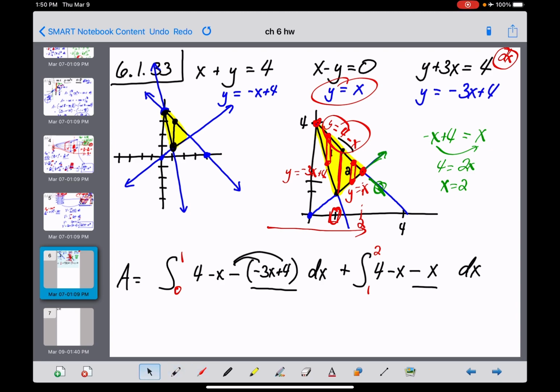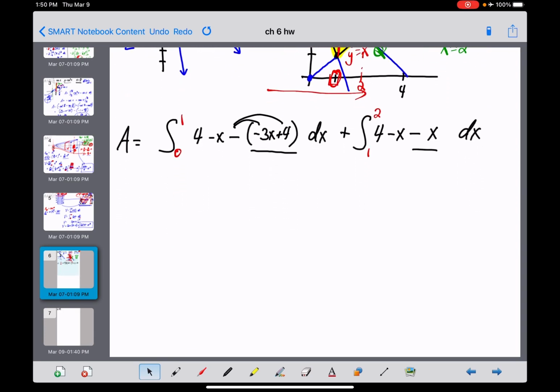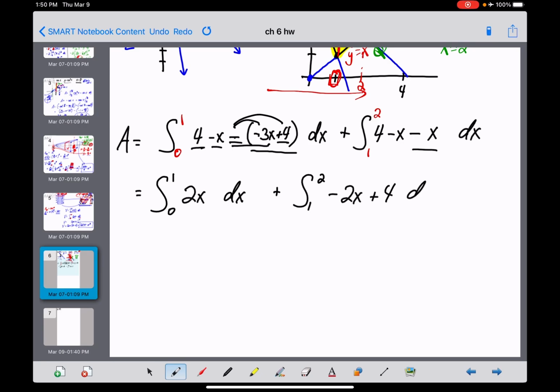All right, unfortunately, guys, I think with both integrals we should probably take a moment and rewrite these in a way that might make them easier to deal with. The minus negative 3x becomes a plus 3x. Minus x, that's going to be a 2x. And then we had a 4 here, and then minus 4, the 4 minus 4 just cancel each other out, so we just end up with 2x dx from 0 to 1. And then we'll add to that another integral from 1 to 2. 4 minus x minus x is a negative 2x plus 4 dx.